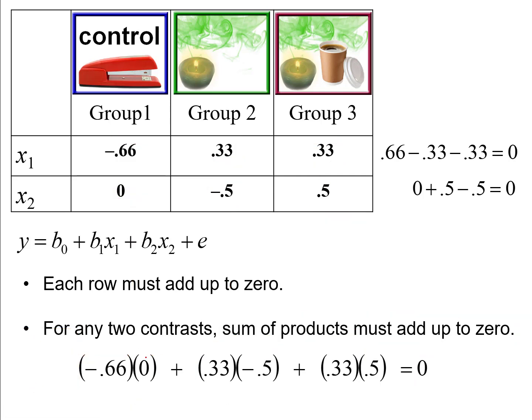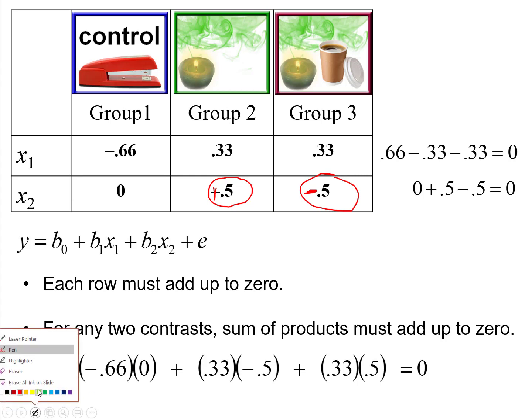Note that there's a few different ways we could still make this work. The numbers don't have to be exactly like this. For example, we could switch around which of these for our second contrast. Maybe we could say group 2 gets a positive 0.5 and group 3 gets a negative 0.5. And we could switch the positive and negative, and the sum of the products would still add up to 0. Or, for example, we could switch some columns.